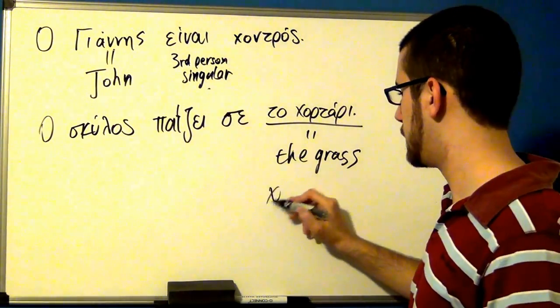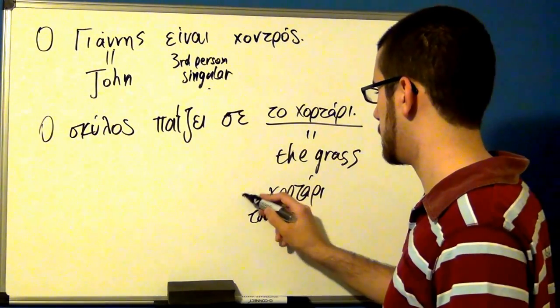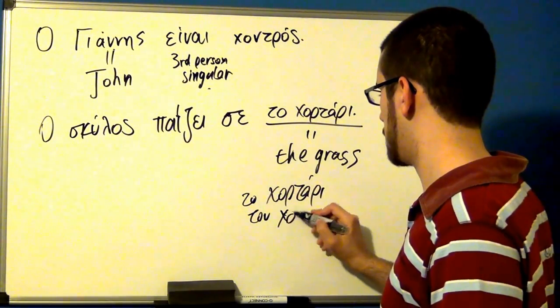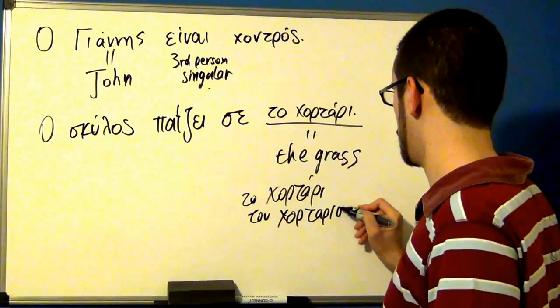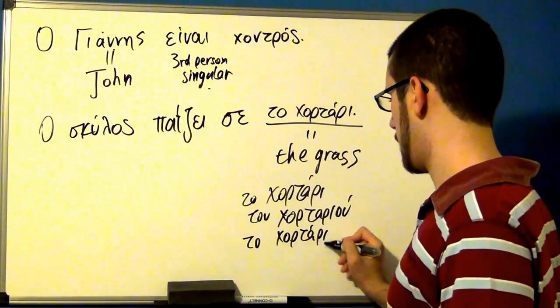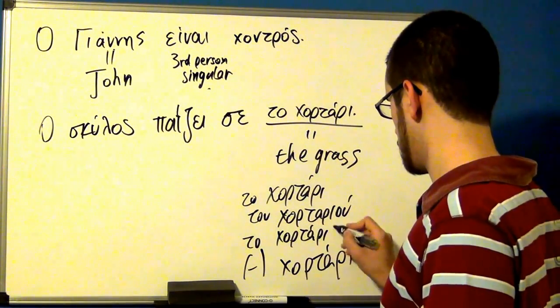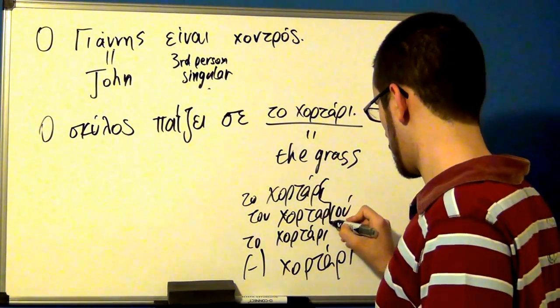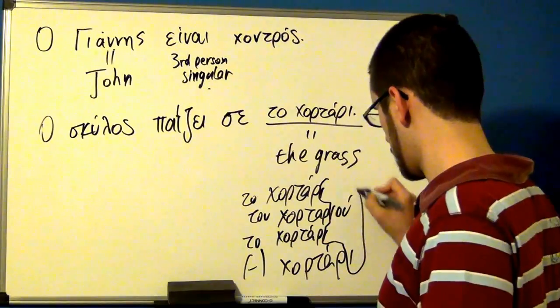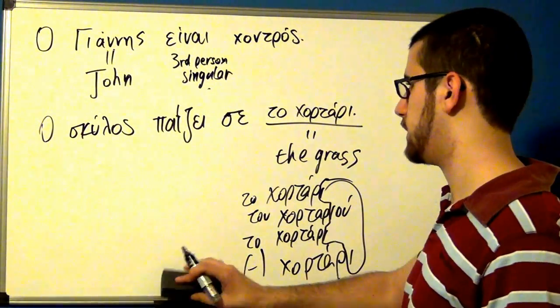Just quickly, the actual suffixes. Χορτάρι, του χορτάριου, χορτάριου, το χορτάρι. Χορτάρι. It's not really difficult, but we're not going to use any of these anyway.